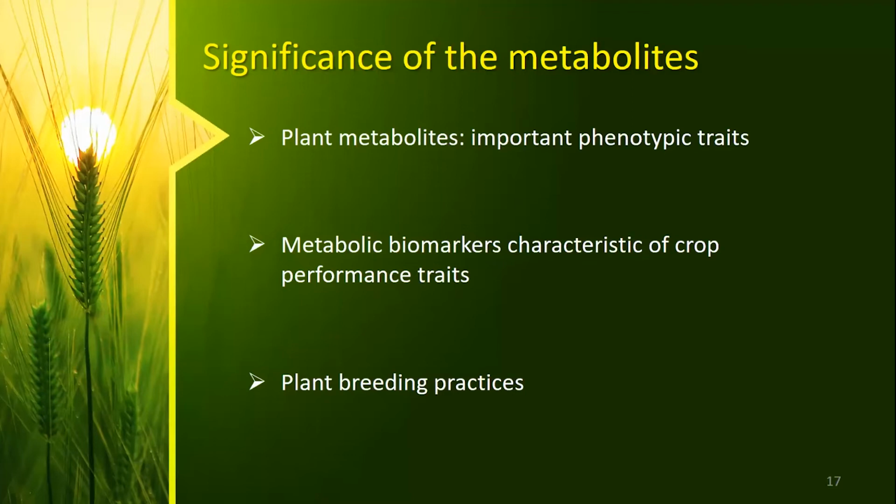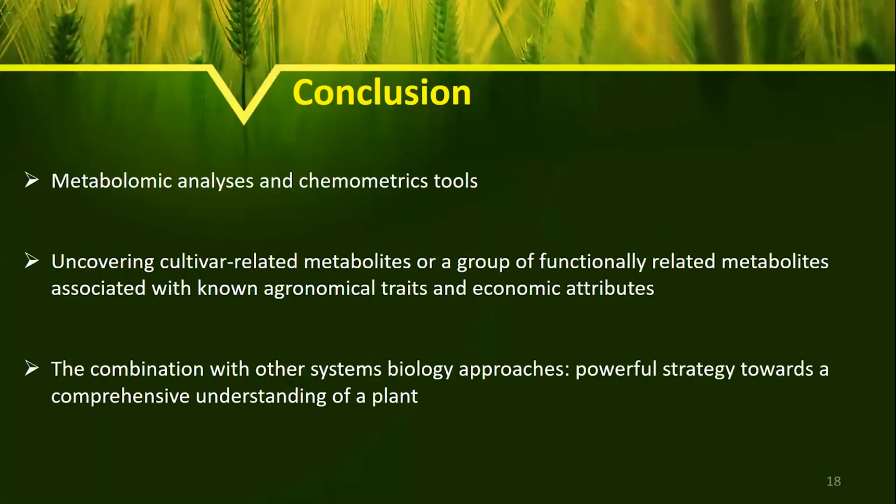Plant metabolites in their diversity can be associated with several agronomically important phenotypic traits. The quantitative and qualitative occurrence of these particular metabolites is a prediction of a specific biological state. These metabolic biomarkers can be characteristic of crop performance traits, such as grain or tissue yield, storage properties, morphology, nutritional attributes, sensory, and the list is long. These are important attributes in plant breeding practices.